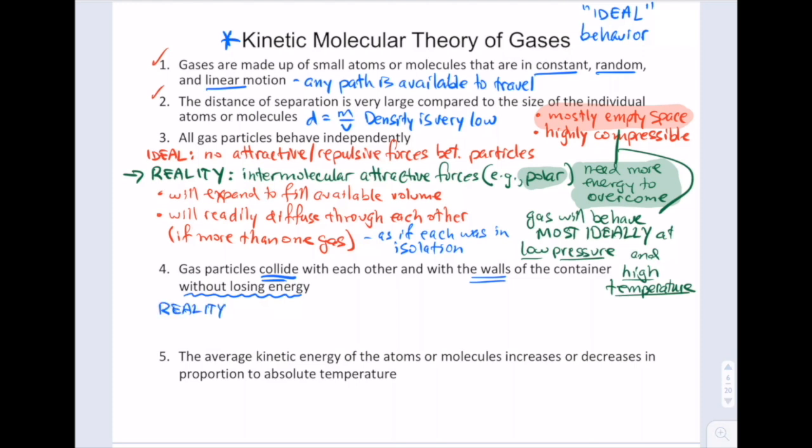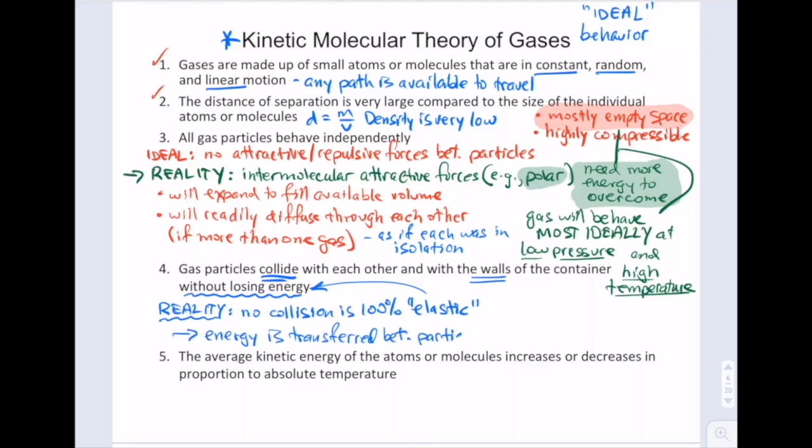The reality, as many of you probably have heard from various physics discussions, is that no collision is 100% elastic, a collision that doesn't lose energy. Instead, energy is transferred between the particles upon collision. So in fact, it is these collisions on the walls where we get pressure from. And we'll be talking about pressure in these experiments and in these problems and in understanding ideal gas behavior.